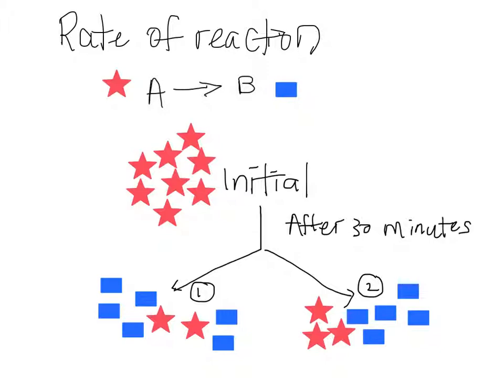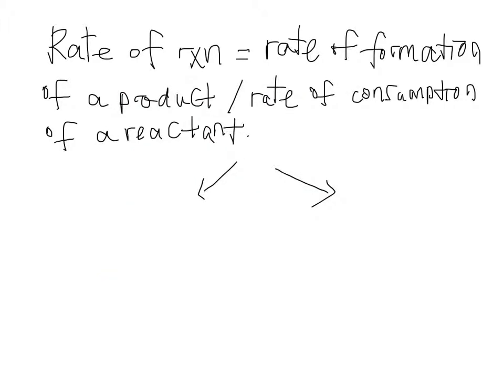The answer is reaction number 1. It has a higher rate of reaction because within the same period of time, reaction number 1 converted more reactants into products. Therefore, it is said to have a higher rate of reaction. So this is what I mentioned just now.